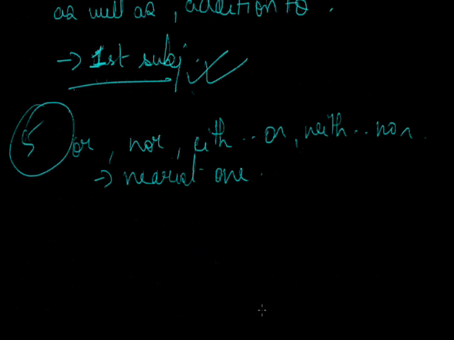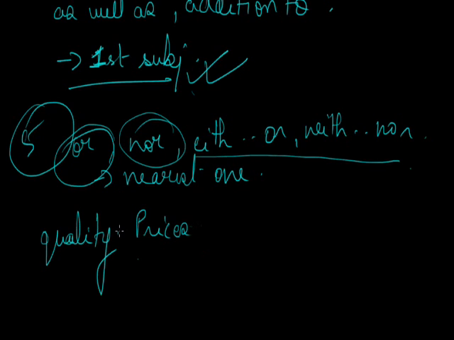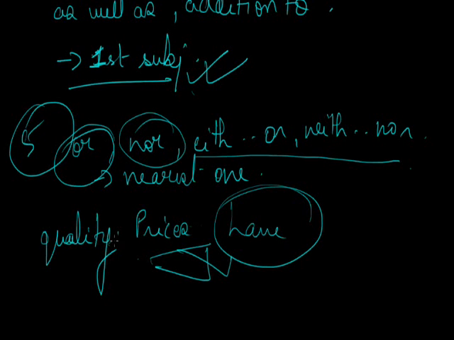Nearest one means the subject which is nearest to the word or, to the word nor, to the word either. The verb agrees with the nearest one. For example, neither the quality nor the prices have changed. Prices is the second subject, and quality was the first subject. I repeat, neither the quality nor the prices have changed. The verb agrees with the nearest one and not the first subject.